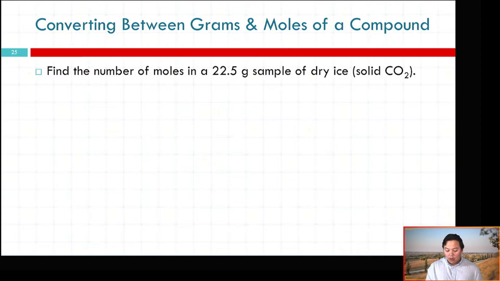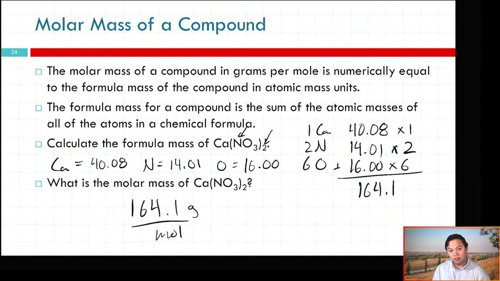So let's find the number of moles in a 22.5 gram sample of dry ice, solid CO2. So, I mean, the formula mass and the molar mass are the same thing. Yeah, so these are the same. Is there a time where it's different? Not for the formula mass.